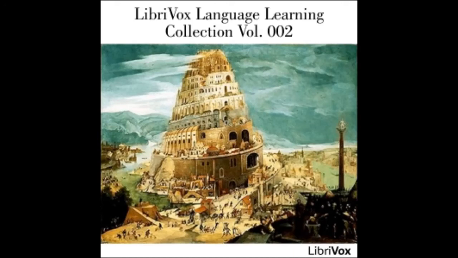Vade ad formicam, o piger, et considera vias eius et disce sapientiam, quae cum non habeat ducem nec praeceptorem nec principem, parat in aestate cibum sibi et congregat in messe quod comedat. In English: Go to the ant, thou sluggard, consider her ways and be wise, which, having no guide, overseer, or ruler, provideth her meat in the summer, and gathereth her food in the harvest.